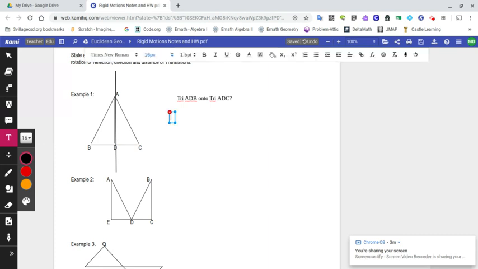So I would say a line reflection over AD. When I ask you for a transformation, a rigid motion, you need to be specific. You can't just say a line reflection. You have to specifically say a line reflection over AD. That would be the easiest one for that one. Let's look at number two.